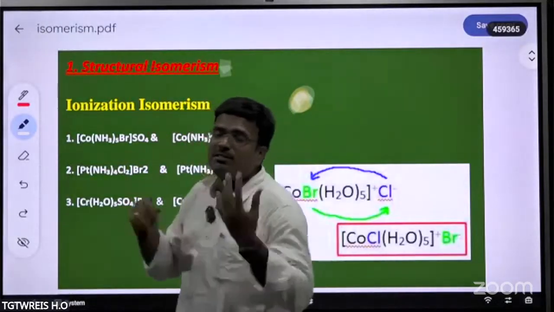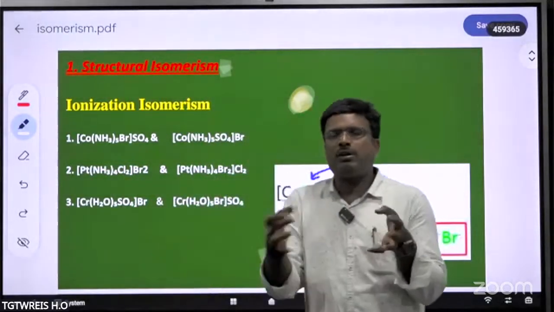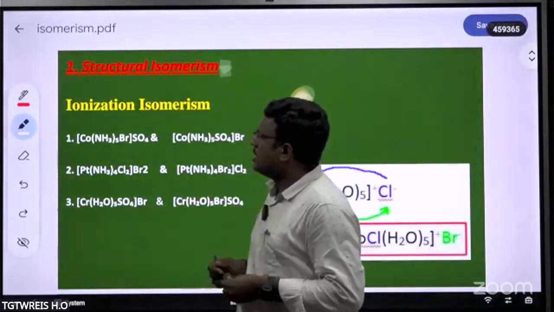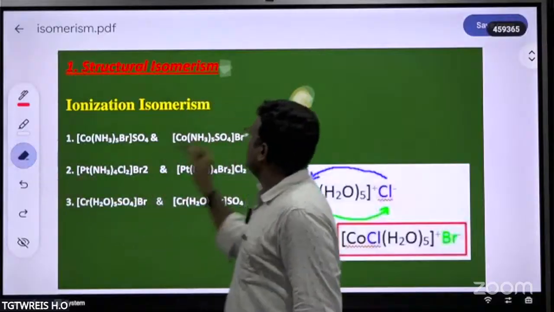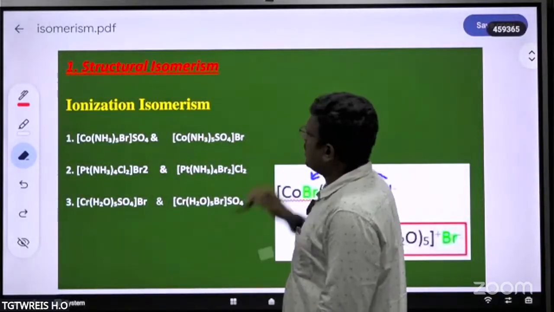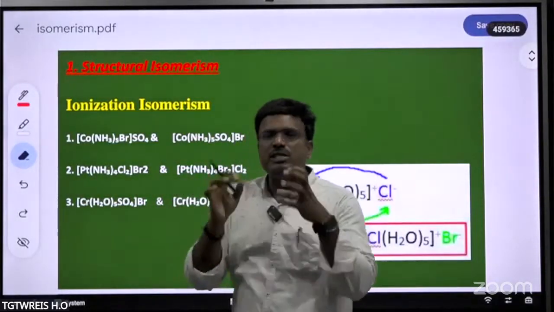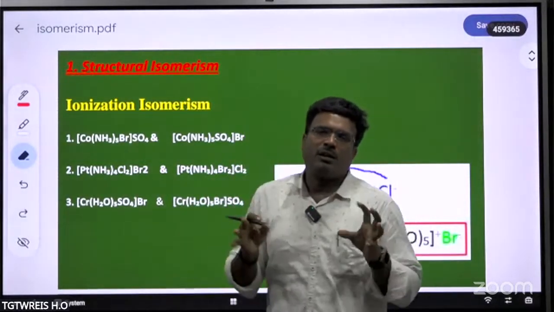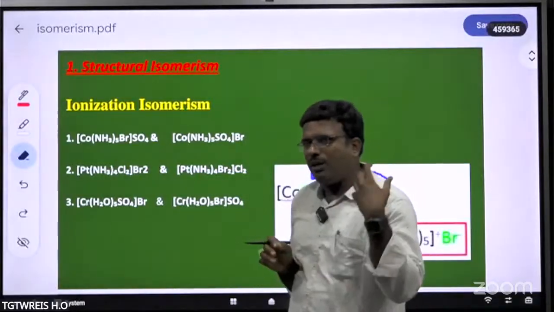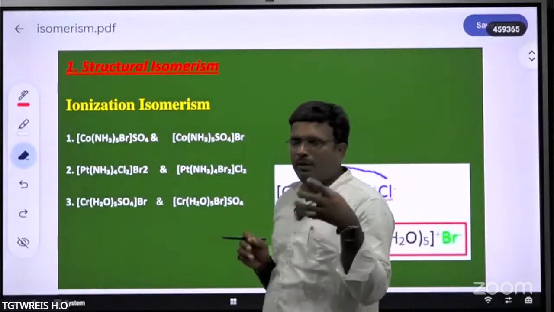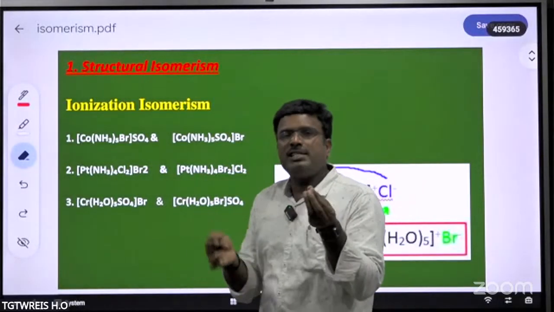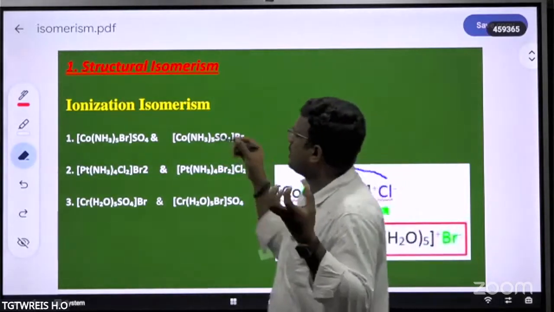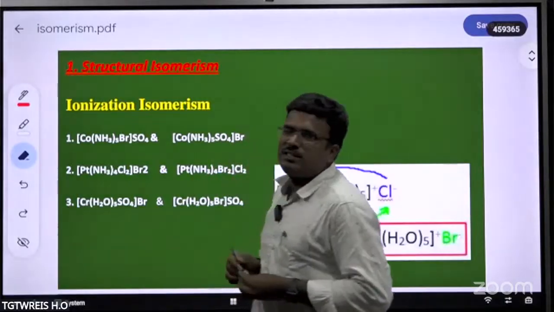Okay, but only these ions are different. So what is called ligands are changed. So arrangement of ligands is different. That isomerism is called structural isomerism. Clear? Structural isomerism is where the arrangements of ligands are different around the central metal ion. So you have to take any one coordination compound where the arrangements of ligands are different. That isomerism is called structural isomerism.